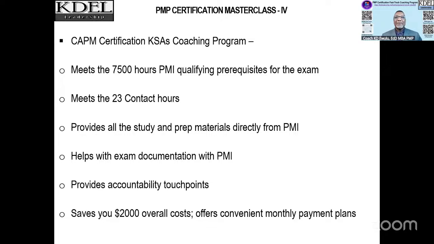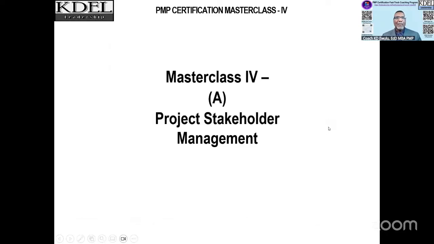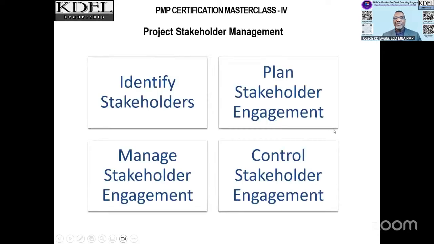So without much ado, let's just get into project stakeholder management. We're going to start with that. So project stakeholder management includes 4 different aspects: identify stakeholders, plan the stakeholder engagement, manage stakeholder engagement, and of course, control stakeholder engagement.